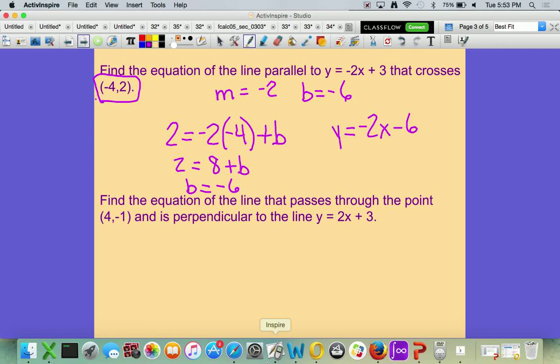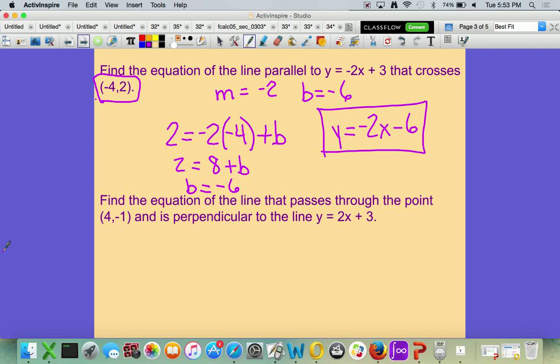Our slopes are the same because the slopes right here, those numbers are the same, so they are parallel. And if we wanted to, we could plug in negative 4 and 2 into these spots. We'd have negative 2 plus negative 4 is 8, 8 minus 6 is 2. So this is the equation of the line that is parallel to our original and goes through that point.